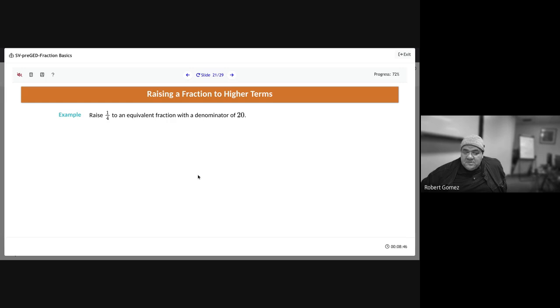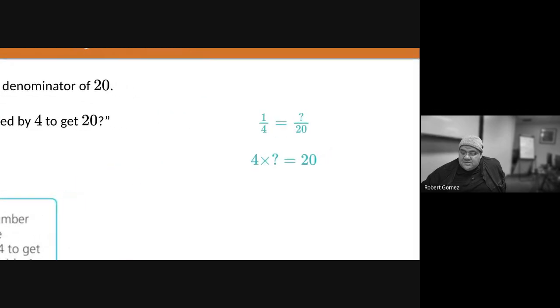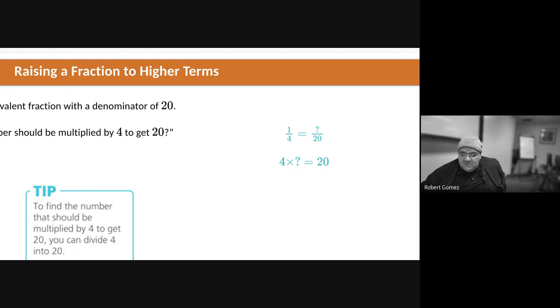So what we're going to do is take 1/4 and raise it to a denominator of 20, right? We're going to think to ourselves, what number should we multiply by 4 to get 20? How did we get to that? We're looking at denominators here, guys. What number did we have to multiply by 4 to get that 20? And the numerator, well, we don't know exactly what it is.